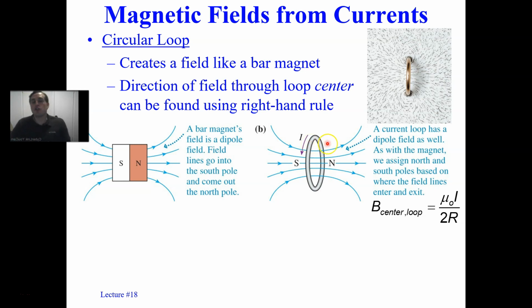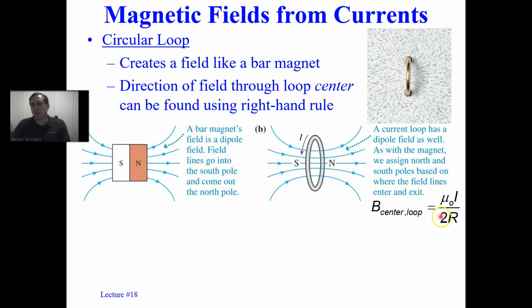Notice that you should use right-hand rule 2. You should take your fingers and wrap them in the direction that the electric current is moving, and the thumb points in the direction of the north pole of this magnet. Remember, the north pole of this magnet is also the direction of the magnetic dipole moment. So this current loop has a dipole field as well. As with a magnet, we assign north and south poles based upon where the field lines enter and exit.